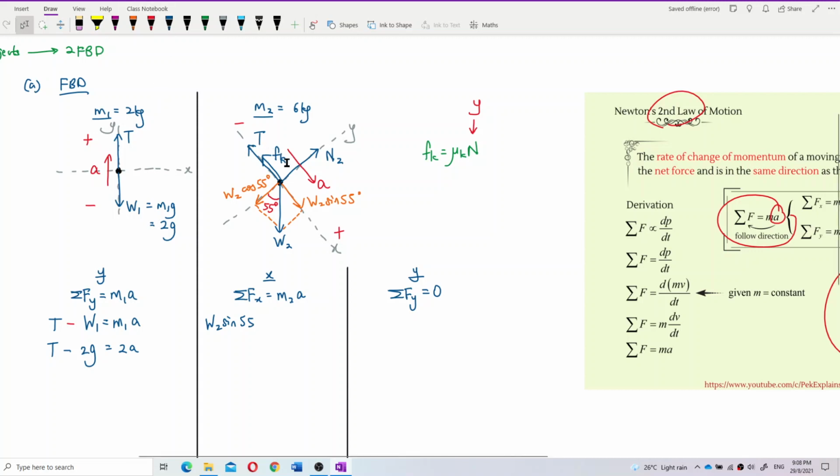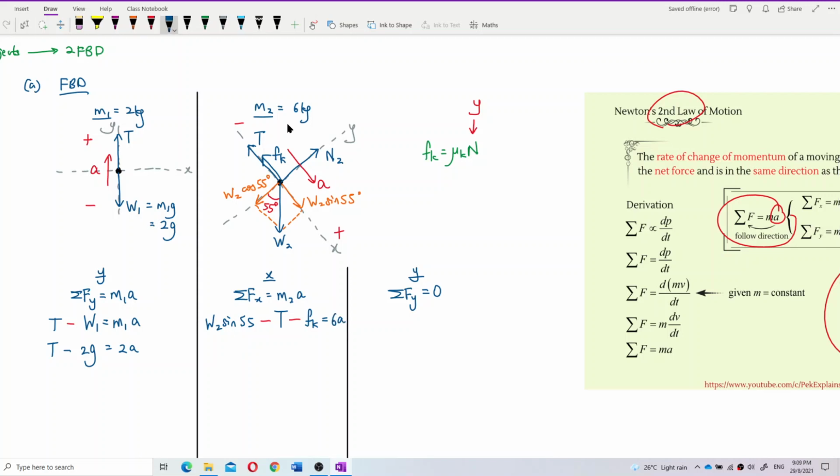Whereas the tension and the friction, they are going up the plane, opposite the acceleration. So these two, tension and friction, should put negative. Put negative tension and also negative friction. So in the x component only has these three forces: W2 sine 55, tension and friction. Only these three forces. And then equal to the mass 2, which is 6 kilograms, so put 6a.